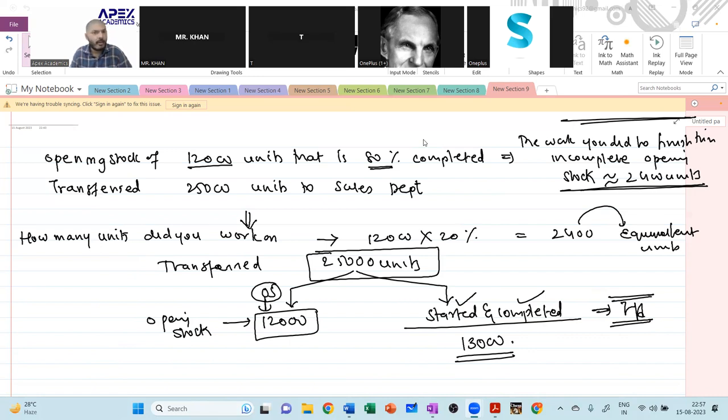Can I rub? Sir, why not from LIFO method? There's only two methods, FIFO and weighted average method. You do not have LIFO for your costing syllabus for this part. You have FIFO and weighted average only.